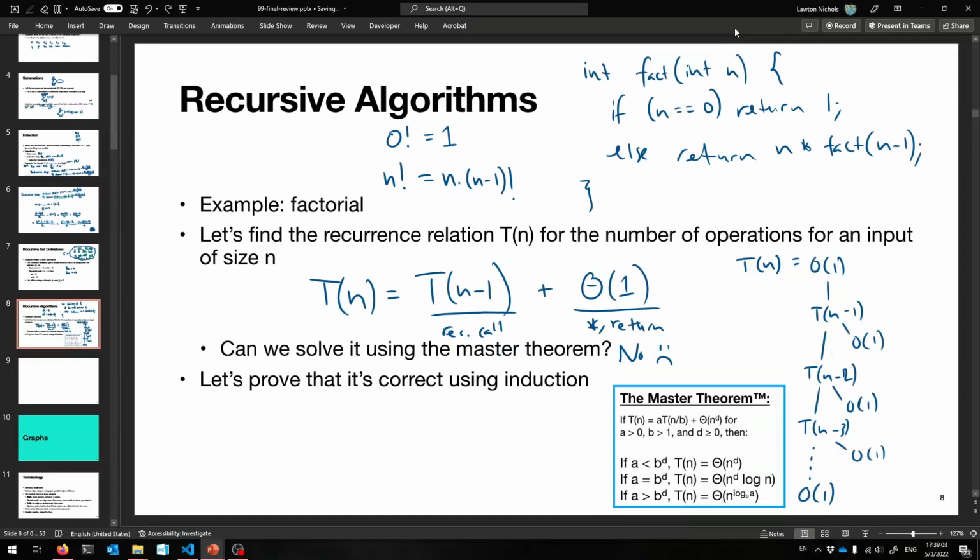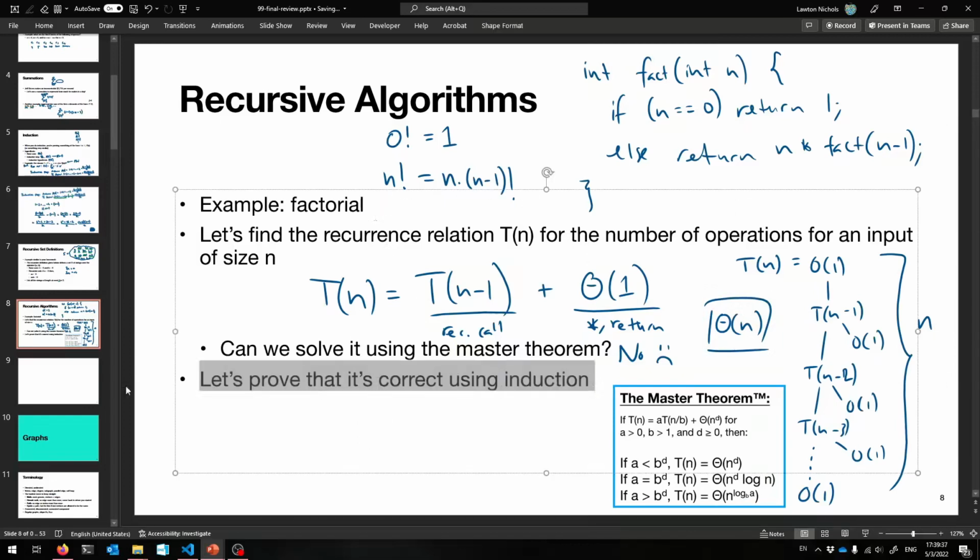So the question is, how high is this little tree of unwinding of the recurrence relation? It's n high. So it's n times constant work at each level, so that gives us theta of n. It is a linear time algorithm, which makes sense. It's just going to go down to 0 and keep on multiplying all the numbers between n and 1. So that allows us to solve it, even though the master theorem won't give it to us. Okay? So that's recursive algorithms, recursive relations for them.